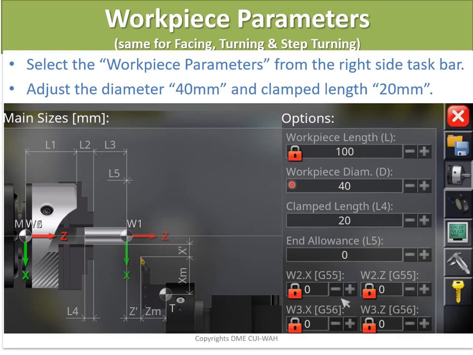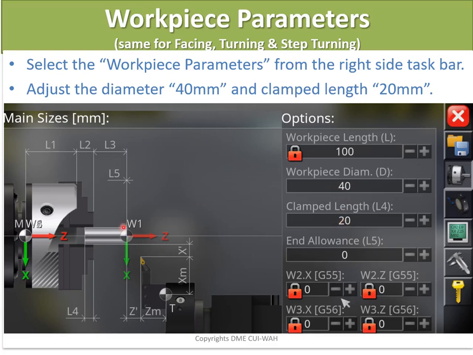After starting the new project, you will now set the workpiece parameters. For this you will click this icon here, second from the right on the top side. This window will appear. Now this is the workpiece length. This is the initial length of our raw material, which I have set to 100 mm. This is the workpiece diameter, which is the initial diameter of our raw material, in this case 40 mm.